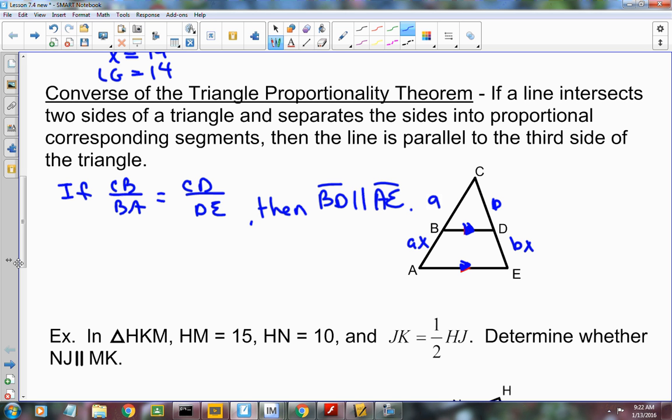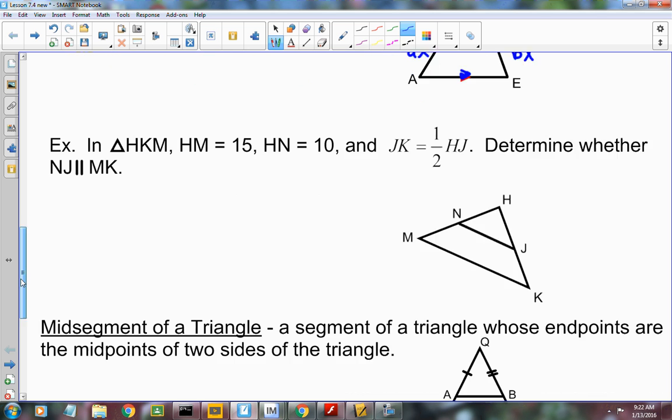So it's kind of working backwards. The first one proves, if you know the lines are parallel, then it proves those parts are proportional. Okay, this one says, okay, well if these parts are proportional, then I can say that the lines are parallel. Okay. All right, so let's do an example.